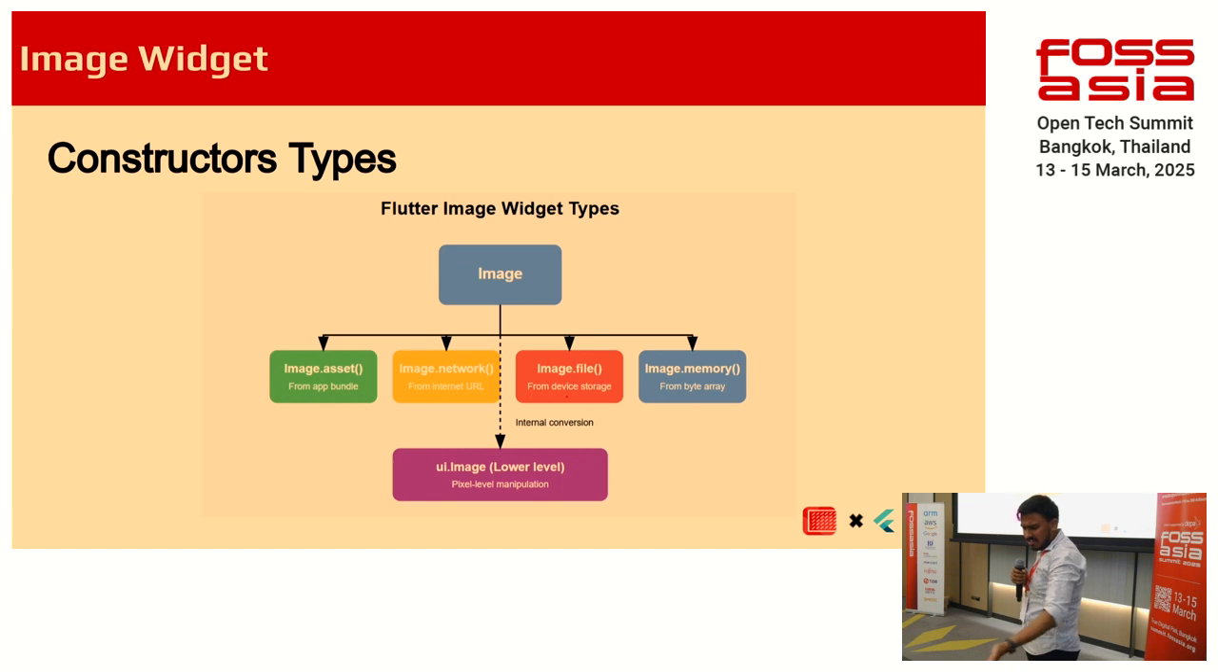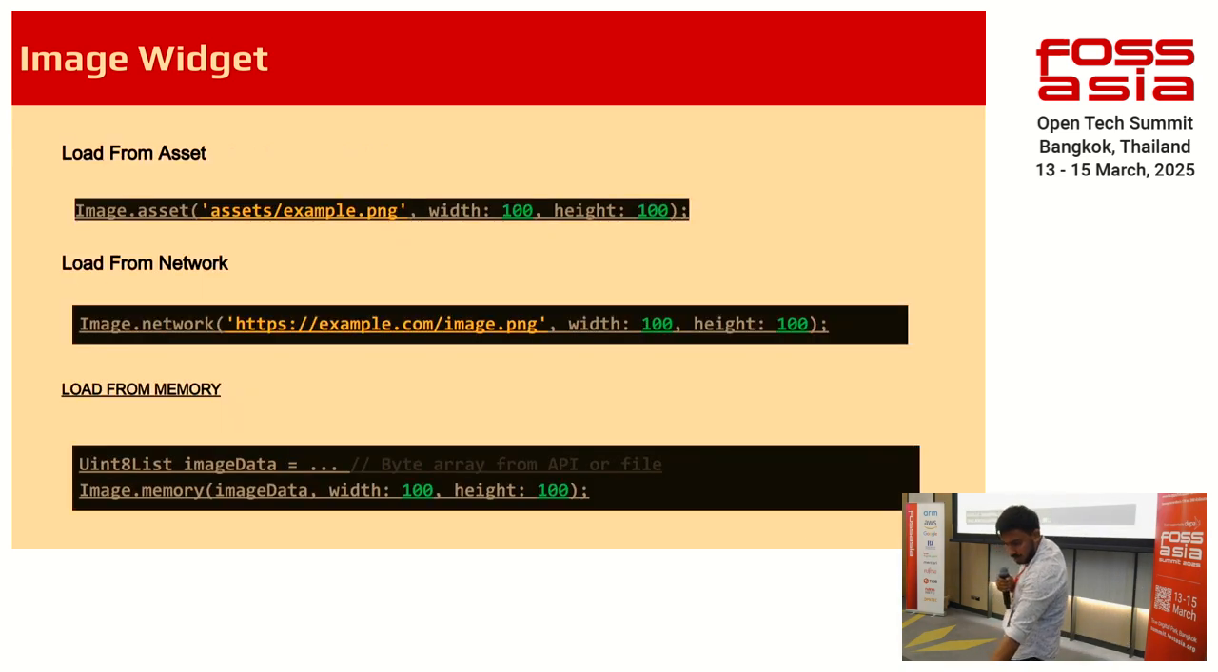It has certain constructors: image.asset if you want to render the image from the asset. It has .network, .file, .memory. But I want to point out image.memory. It's a very interesting constructor because what does it do? It already uses UI.image behind the scenes. But if we have a uint8 list and we want to directly display that uint8 list to the screen, then comes this image.memory. I'll probably have a code snippet, yeah.